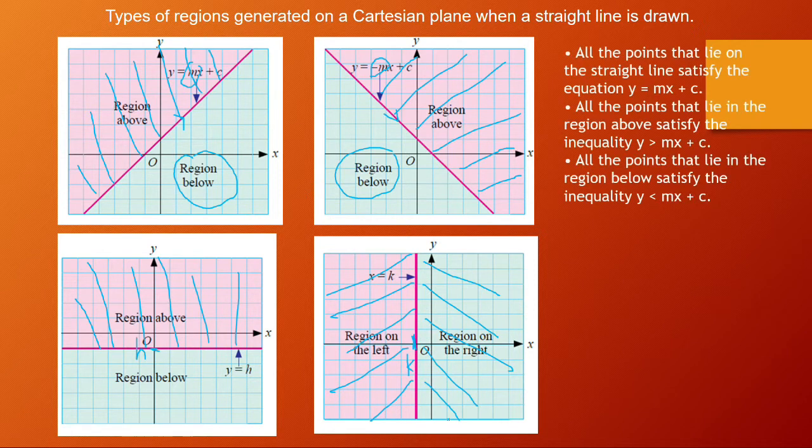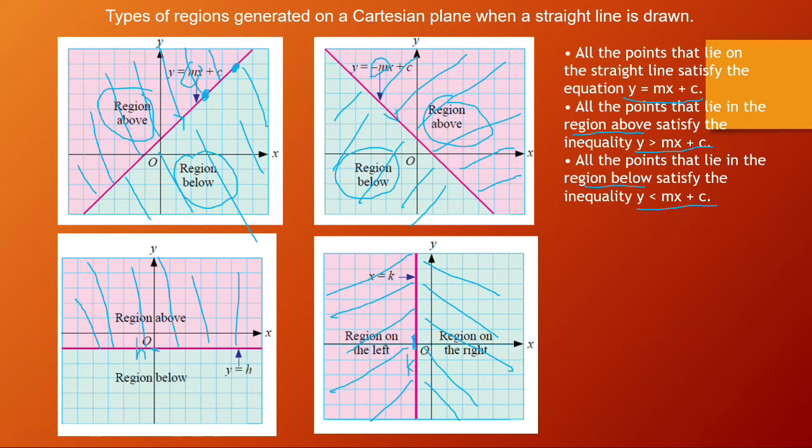Now there are a few things that you have to take into account here. All the points that lie on the straight line satisfy the equation y equal to mx plus c. What does it mean here? Meaning that if you have points that fall on the straight line, the points satisfy the equation y equal to mx plus c. If the point lies in the region above, then it will satisfy the inequality y greater than mx plus c. So like this part here, region above, it is y greater than mx plus c. When it comes to the point that lies in the region below, then it will satisfy the inequality y less than mx plus c. So this part, the region below, will satisfy y less than mx plus c.